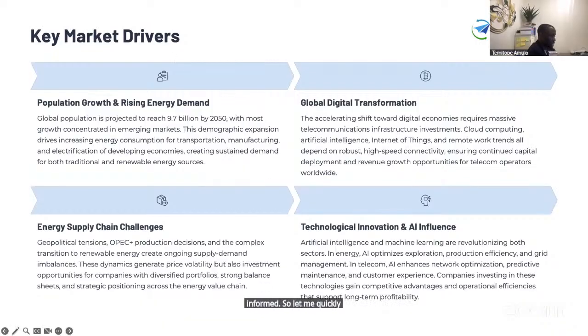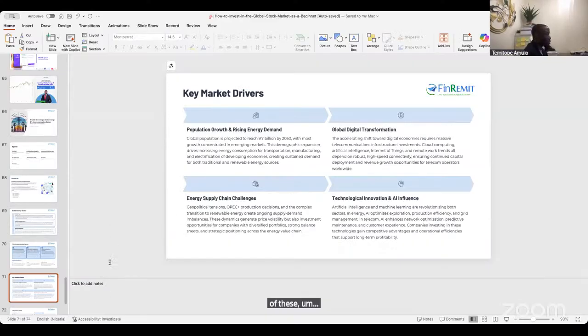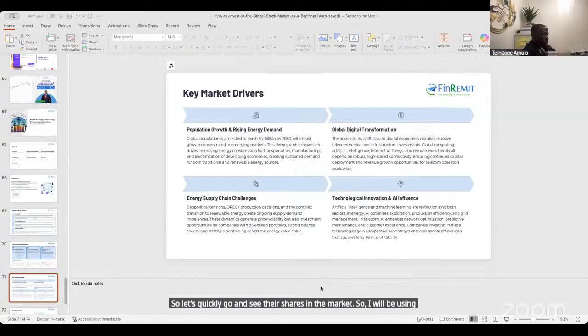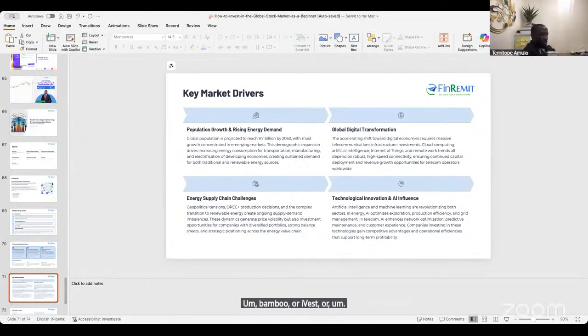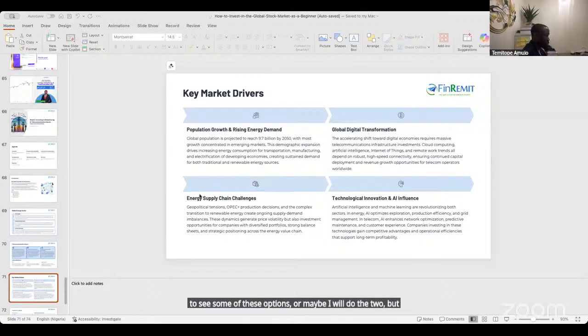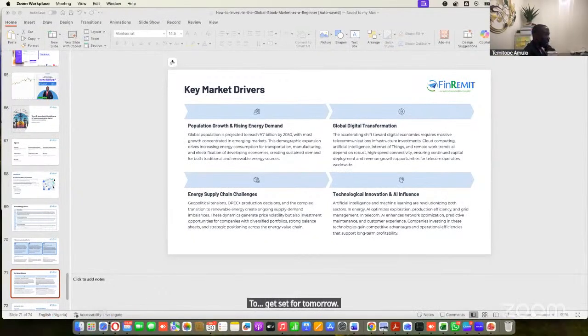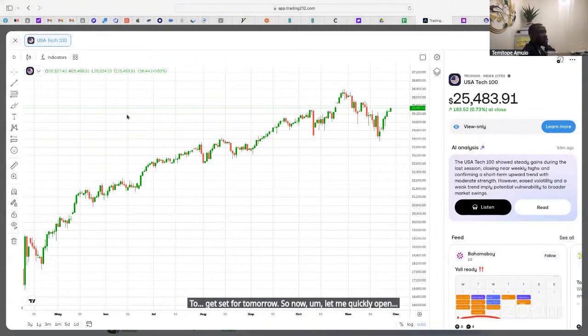So let me quickly stop my screen here, and then I will be going to the market so that we can check one or two of these sectors that we have explained and see how they are performing. So let's quickly go and see their shares in the market. I will be using Trading 212, but I would love if any one of us can also open our Bamboo or iVest or any other investment platform we are using in Nigeria to see some of these options. I just don't want to waste much time today so that we can get set for tomorrow. So now let me quickly open my Trading 212. So here is my Trading 212.